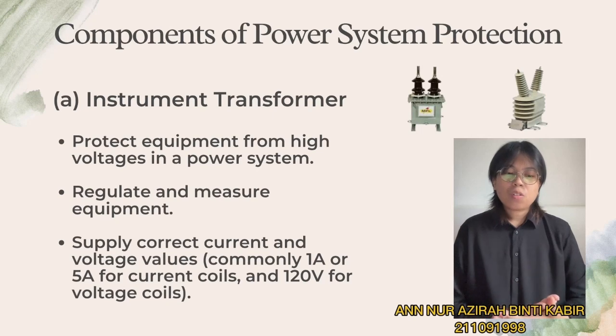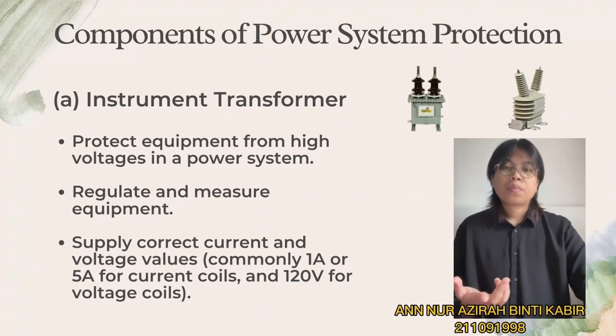For the components of power system protection, the instrument transformer is one of them. It protects the equipment from high voltage in the power system, regulates and measures equipment, and it supplies correct current and voltage values. This instrument consists of current transformer and also voltage transformer.